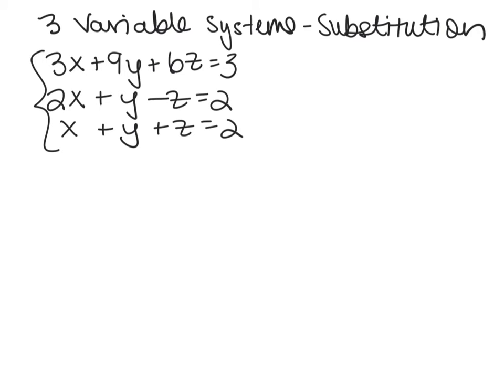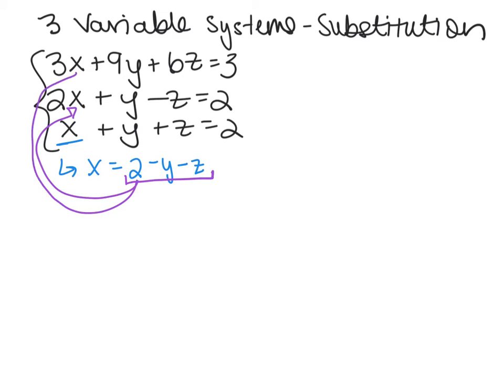So I'm going to solve for x in this last equation. And we get that x equals 2 minus y minus z. So now that I have that, I'm going to take that expression for x, go to the other two equations, plug it in for x. Here's where we're going to use parentheses and be careful. So we have 3 times (2 minus y minus z) plus 9y plus 6z equals 3.